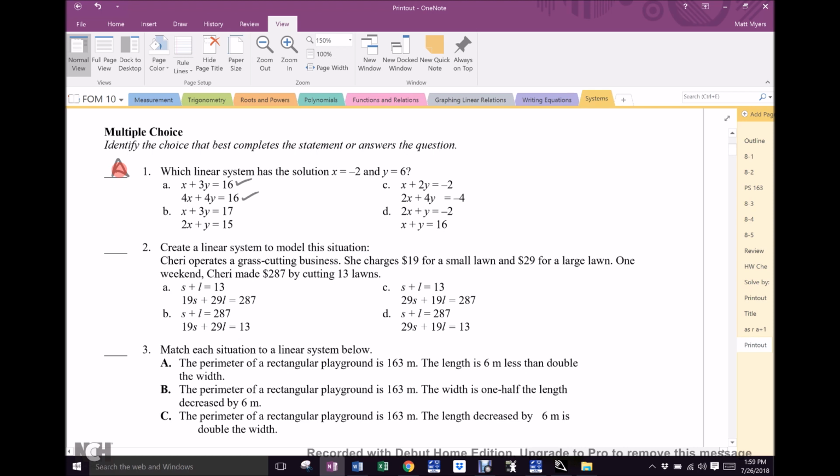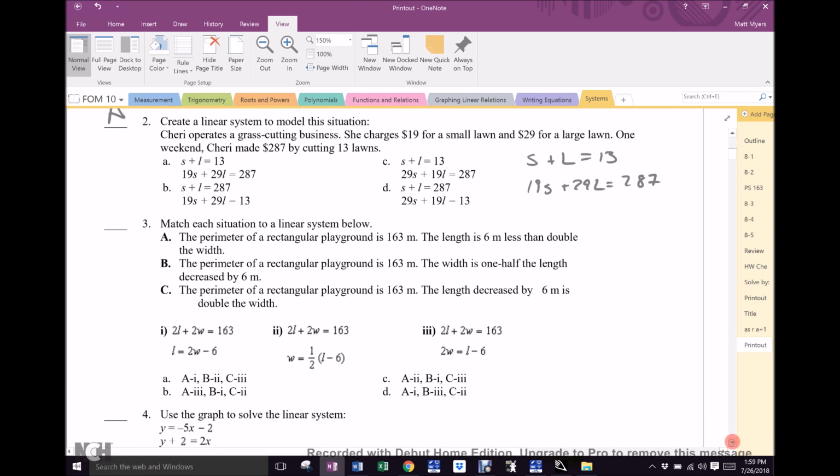B, create a linear system to model this situation. She charges $19 for a small lawn, $29 for a large lawn. Small plus large equals 13 lawns. 19 smalls plus 29 larges equals $287, which was A again.